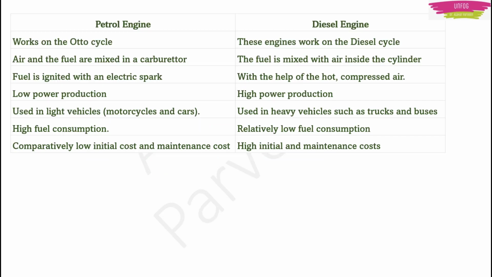Now let's see what are the differences between petrol engine and diesel engine. Both are engines, both are internal combustion engines, but they work on different principles or different cycles. Petrol engine works on Otto cycle. Diesel engine works on diesel cycle.